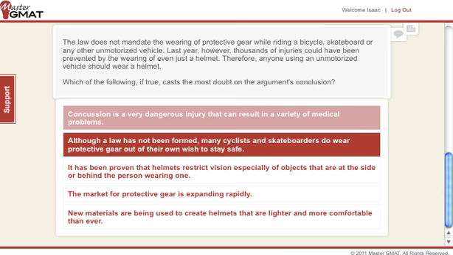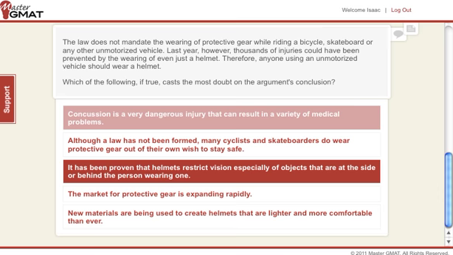B. Although a law has not been formed, many cyclists and skateboarders do wear protective gear out of their own wish to stay safe. Whether they do or do not has nothing to do with whether we should actually wear a helmet with unmotorized vehicles. So this neither weakens nor strengthens.